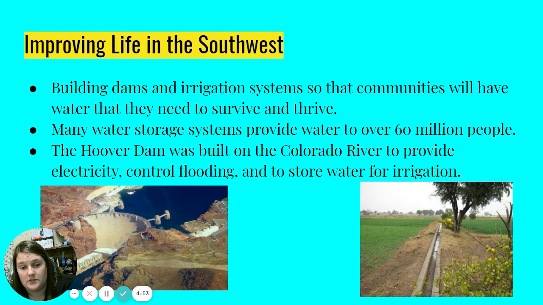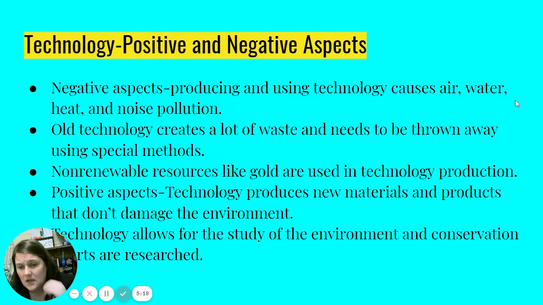Many water storage systems provide water to over 60 million people in that area. The Hoover Dam was built on the Colorado River. It provides electricity, it controls flooding, and it stores water for irrigation. Okay, so guys, these are ways that we have modified the land around us to make it work for our living needs. I think that's pretty cool. Some good ingenuity.